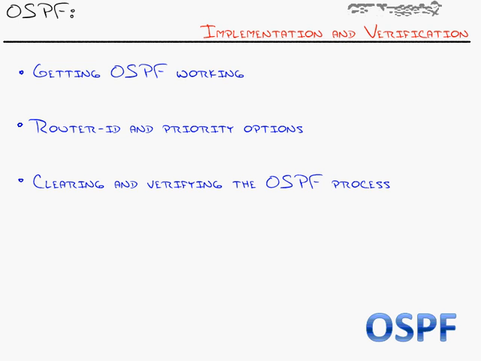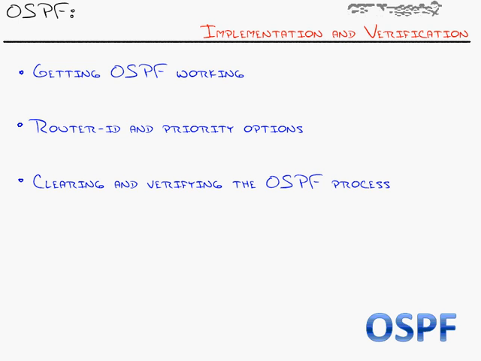as the neighbors come up and negotiate. We'll then move into the router ID and router priority options, which influence the name of the router and its likelihood of being elected as a DR or BDR. And then finally, we'll get into a lot of clearing and verification of OSPF.